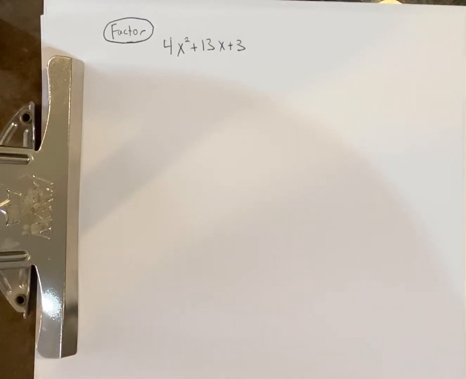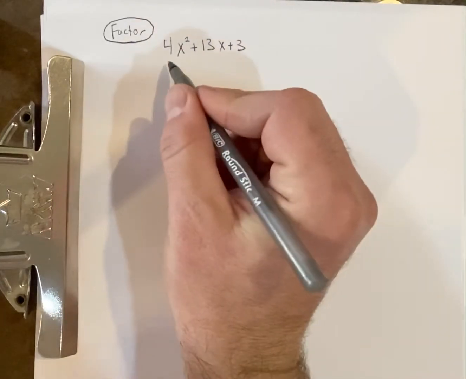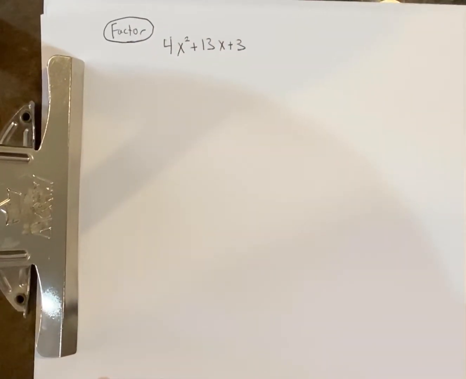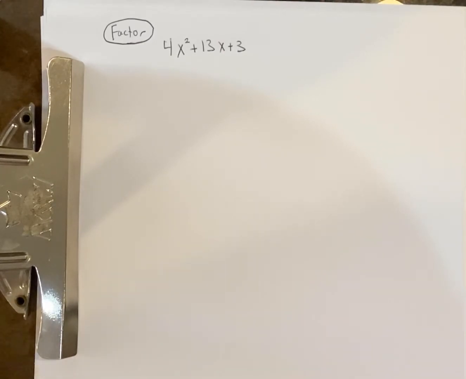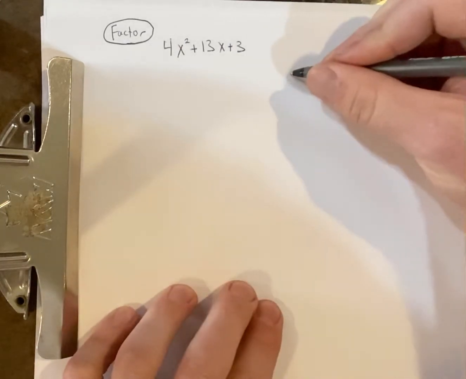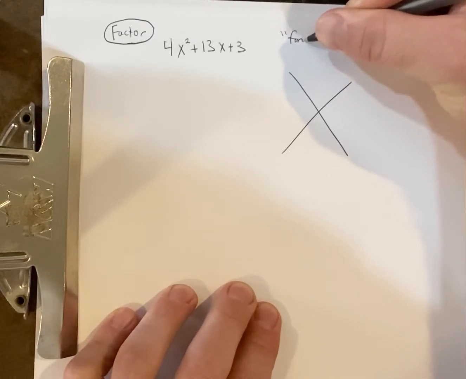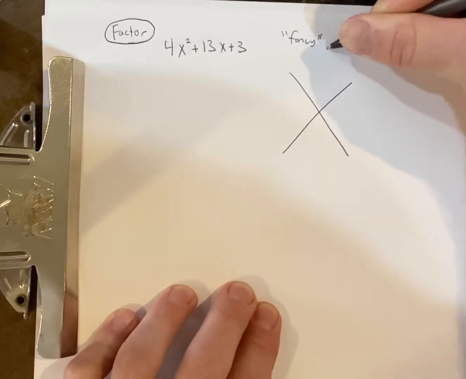In our last example, we see a trinomial whose leading coefficient is not 1, and the trinomial doesn't have a greatest common factor. So we're going to need a new way to solve this. And this one is called a fancy magic X.